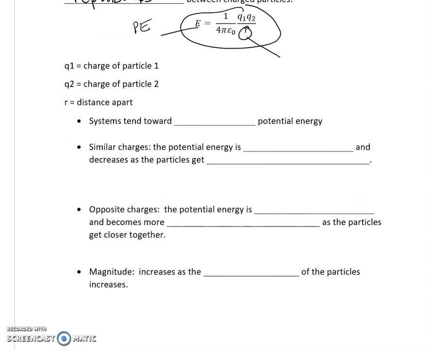And if you recall, systems tend to go toward a lower potential energy to be stable. So, systems tend toward lower potential energy, and this leads to stability. So we're going to have two instances that we're going to look at right now. We're going to have similar charges. So if you have similar charges, the potential energy is going to be positive, and this decreases as the particles get farther apart. Okay. And that means our R is going to have to get larger. So like charges are going to repel each other. So as those like charges get closer together, you have an unstable system. Okay, so that's not very stable. So higher potential energy, not very stable.